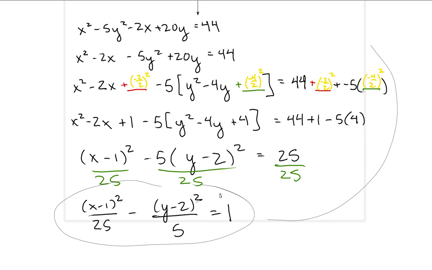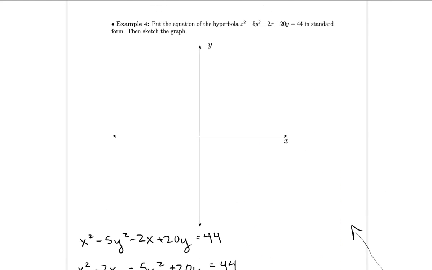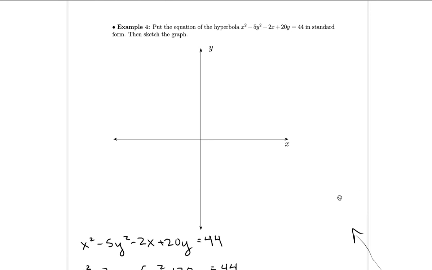But the other thing it asked me to do is to sketch a good graph of this. All right, so let's work on that. I'll rewrite this up here. So this will be x minus 1 squared over 25 minus y minus 2 squared over 5 equals 1. All right, so what does this tell us? Well, first of all, it tells us where the center is, right? So the center is at 1, 2. So I'm going to go over 1, up 2. I'll go ahead and finish some of these tick marks out.